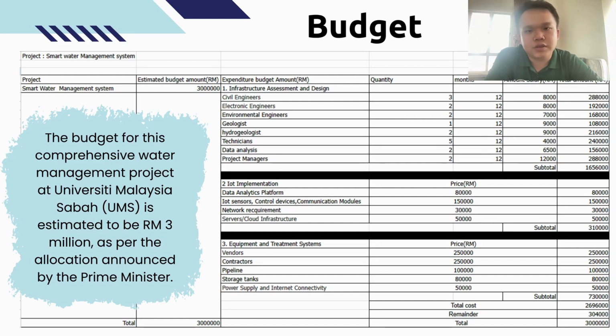So now I will proceed to the expenditure budget amount for the first part, that is infrastructure assessment and design. In this aspect, we have 3 civil engineers, 2 electronic engineers, 2 environmental engineers, 1 geologist, 2 hydrogeologists, 5 technicians, 2 data analysts, and 2 project managers. So in this aspect, we can see that the 5 technicians are the most important in this infrastructure assessment and design.